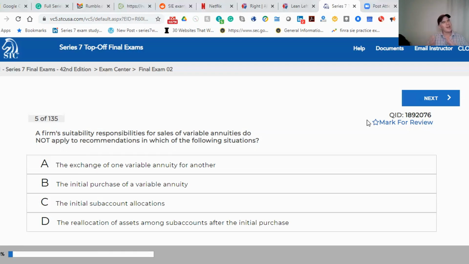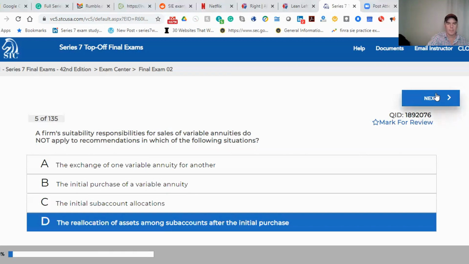Now, once it's in there, it's up to you what sub-account you're going to choose. The exchange of one variable annuity for another, that would be true because we're going to pick one or another. Initial purchase, yes, because that's what I just said. The initial sub-account allocation, I think that's true because we're setting up and saying, okay, you're 40 years old, you can take some risk, maybe not a lot, but some. So let's go with D, the reallocation of assets. Once we set up the annuity, you, the investor, get to choose the sub-accounts and move them around however you want. So that would probably be the answer.